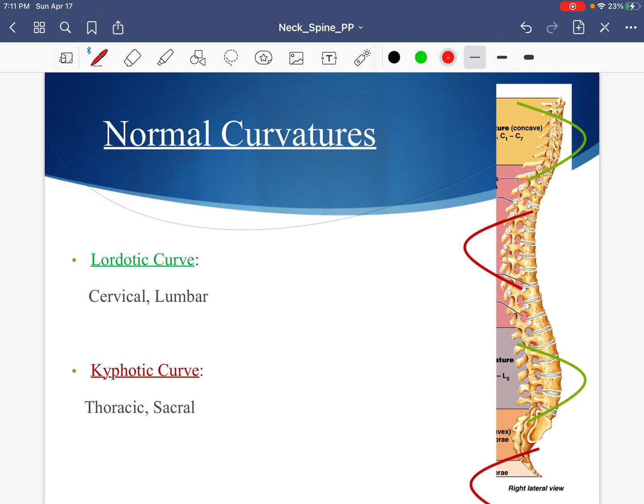Okay, so not only do we need to be able to identify the basic anatomy, but we need to be able to identify the curvatures. So if you look at the vertebral column from a lateral viewpoint, we've got lordotic and kyphotic curvatures. Let's first talk about the kyphotic. These are present in the thoracic region and the sacral region. These arrows are a little bit off here, but there we go. In this picture, if you were to look at it, it looks like a C shape.